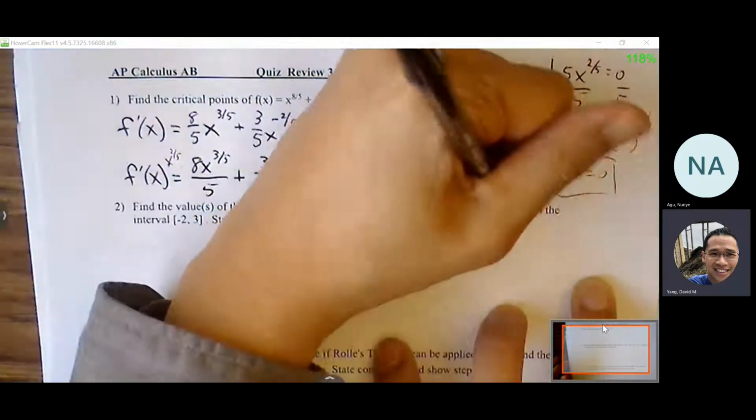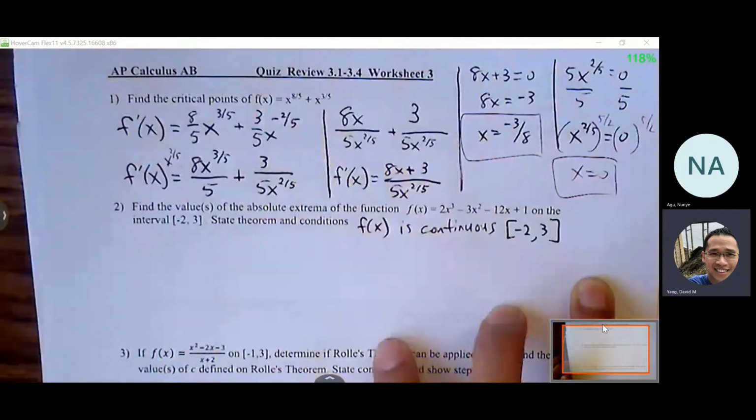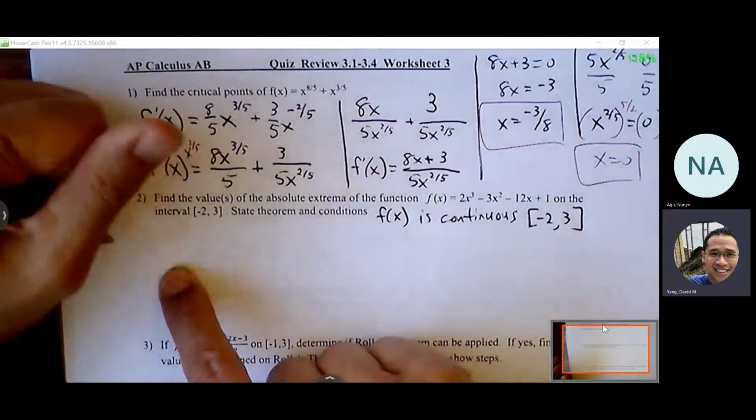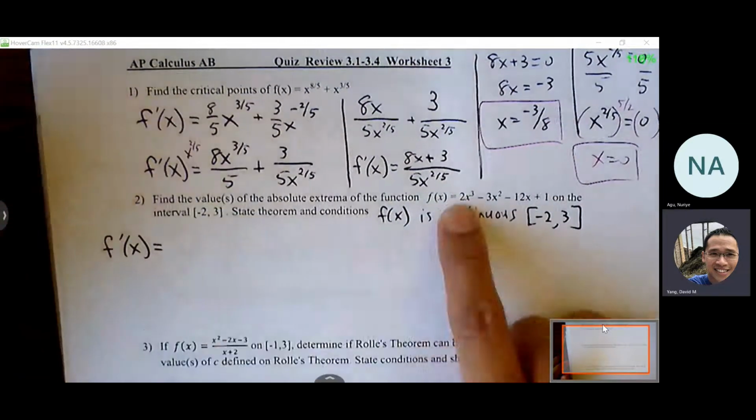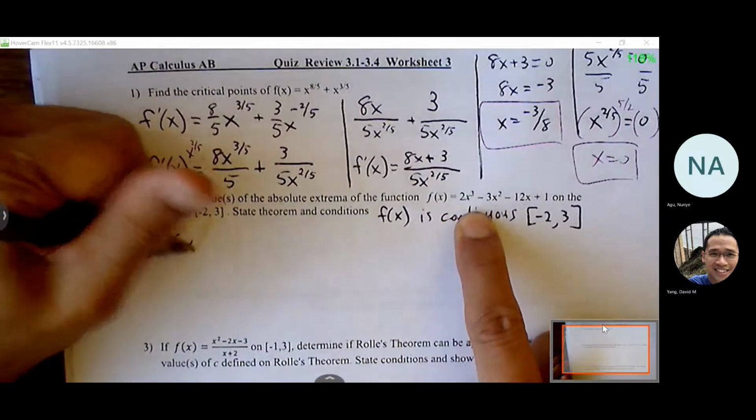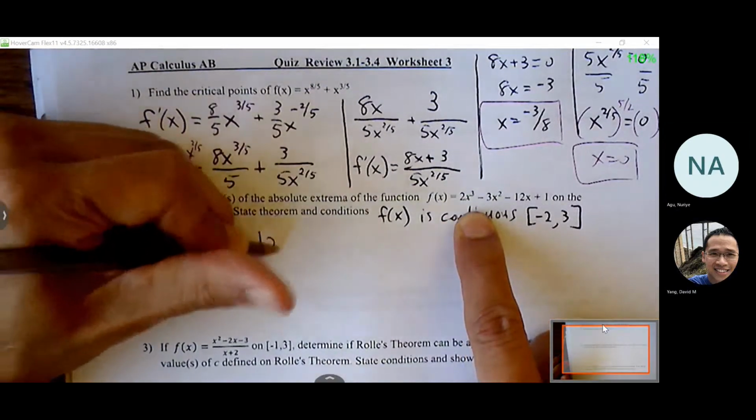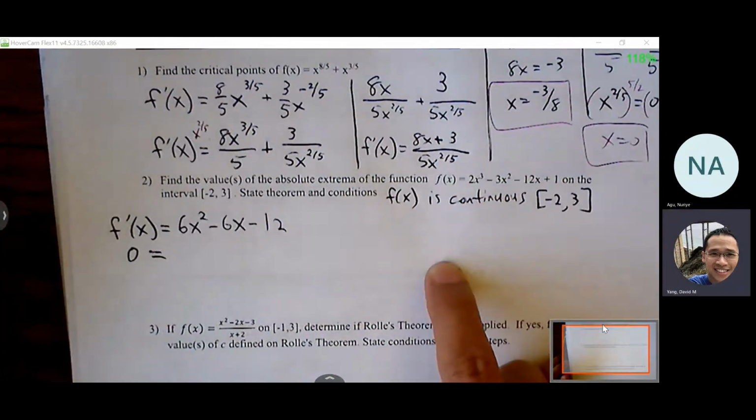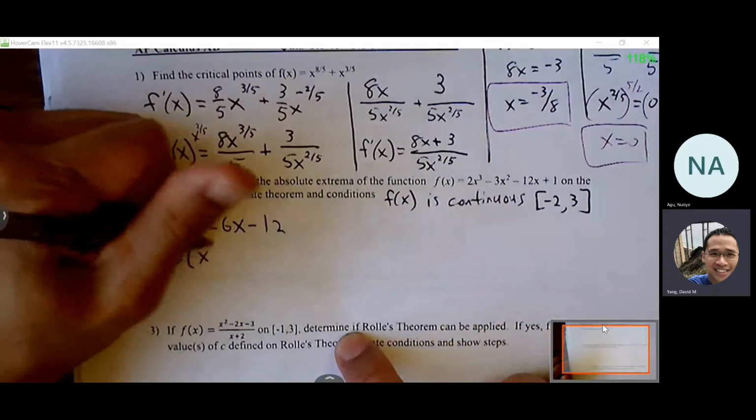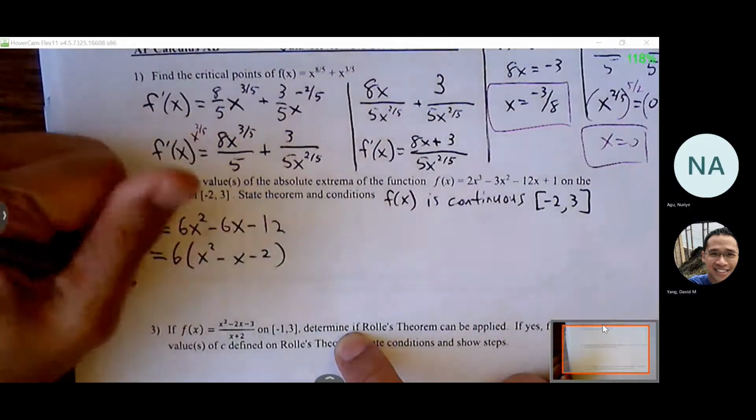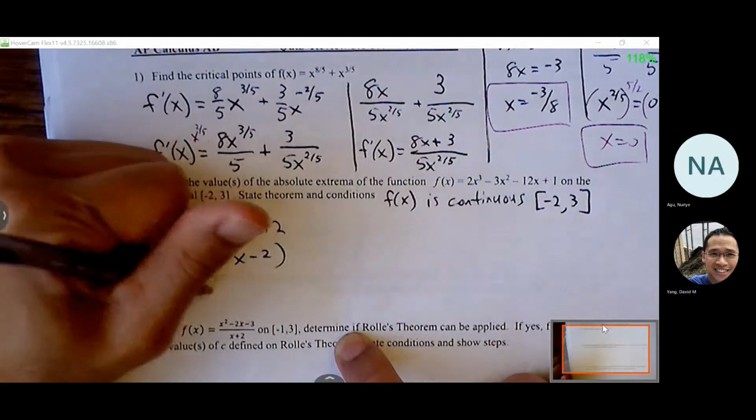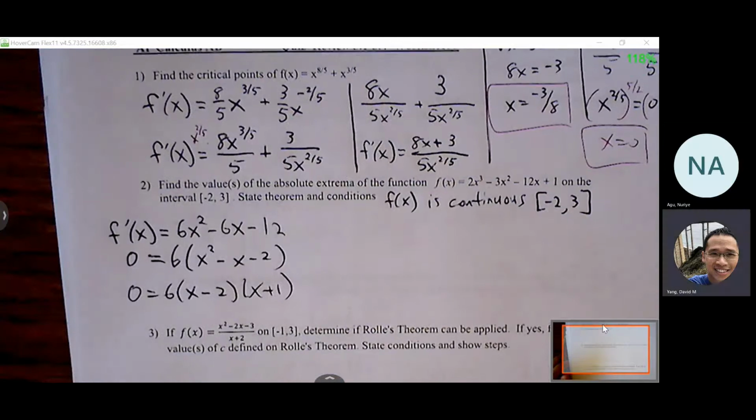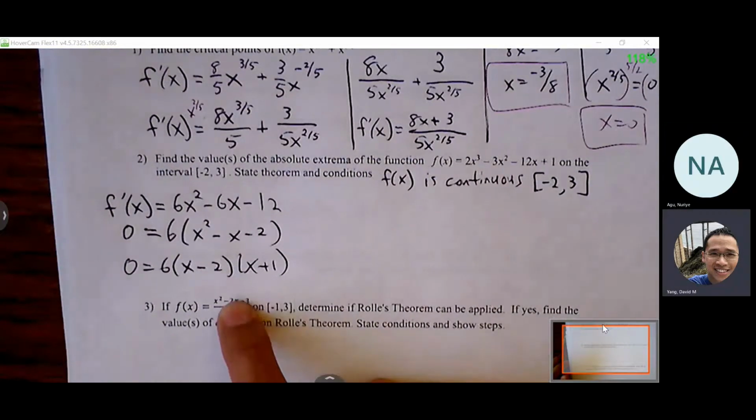Okay. Make sure you state your endpoints. We need some critical points. So critical points comes from f prime, power rule, set equal to zero, there's no denominator to worry about, so just the numerator. Factor the six out. Solve for x, and we get 2 and negative 1.